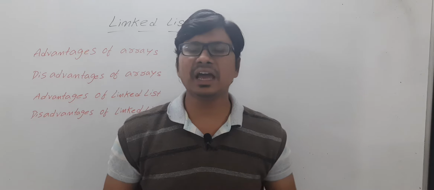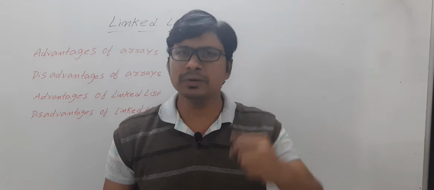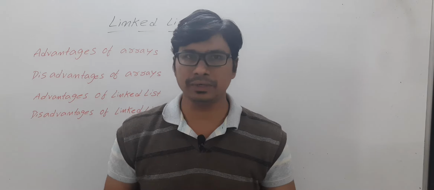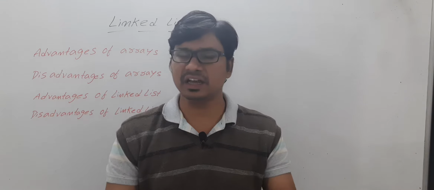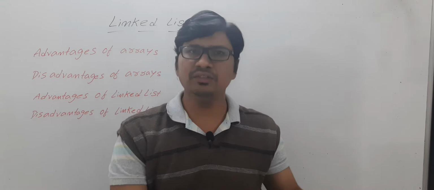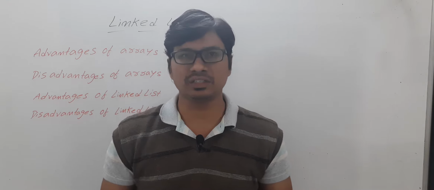So what is an array? Array is a collection of homogeneous elements. What is meant by homogeneous elements? You can store only similar type of elements. If you declare an integer array, you can store a collection of integer constants. Similarly, if you declare a float array, you can store a collection of real constants only.